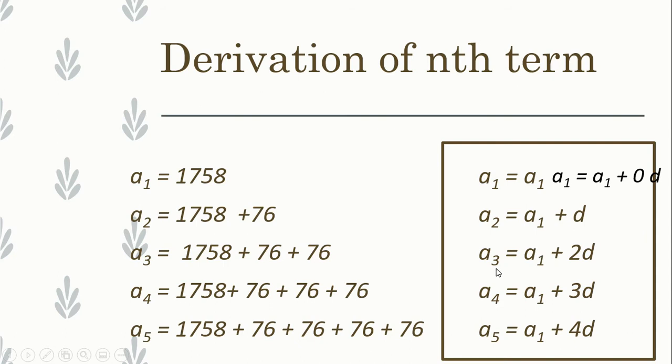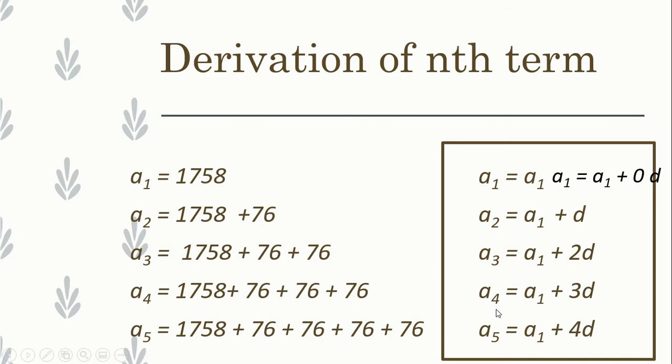Let's proceed to the third term. What's the value of n in this equation? The value of n in this equation is 3. And how about the coefficient of the common difference in this equation, a sub 3? That is 2. N is 3. The coefficient of the common difference in this particular equation is 2.